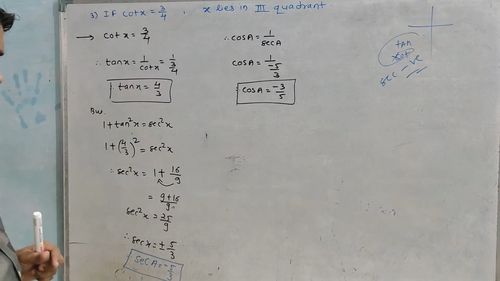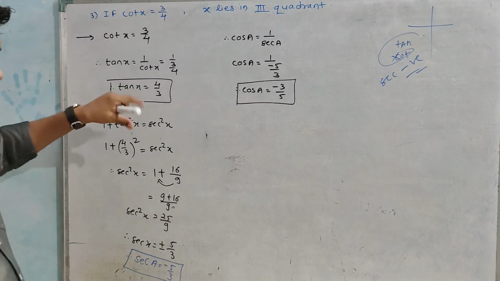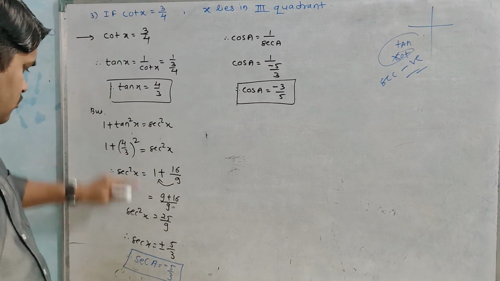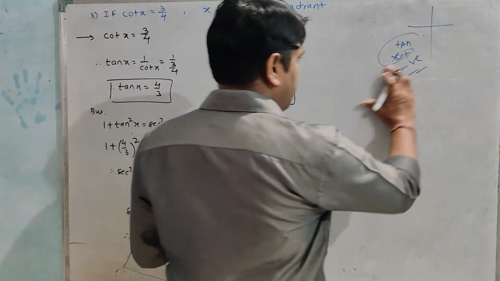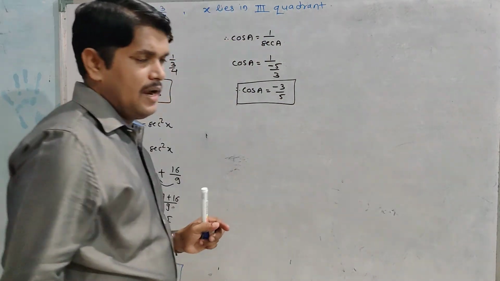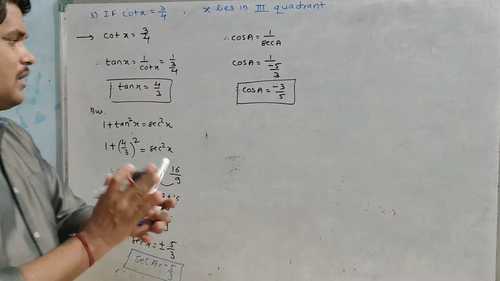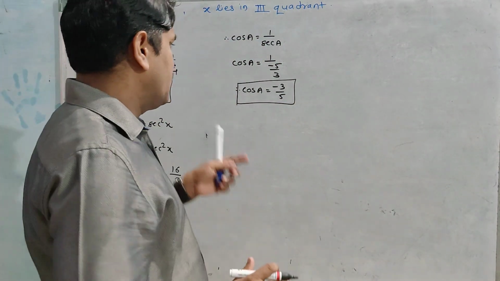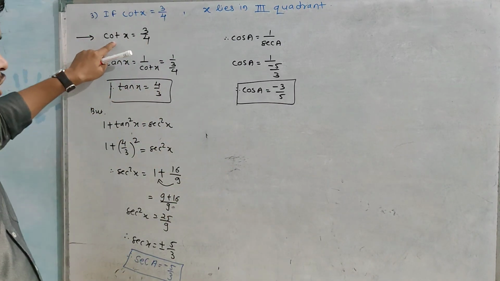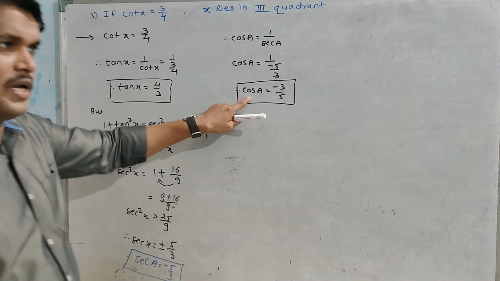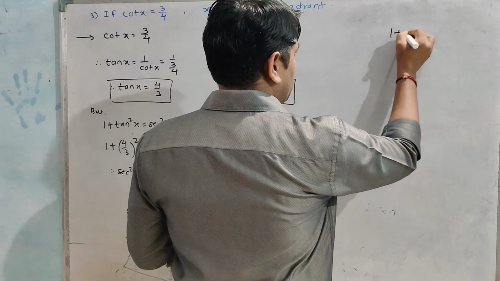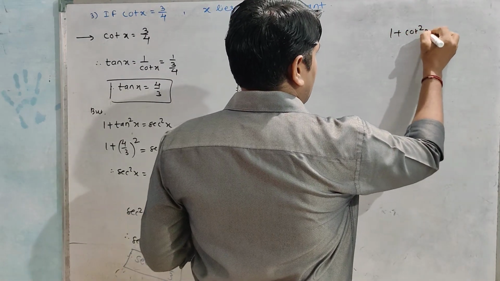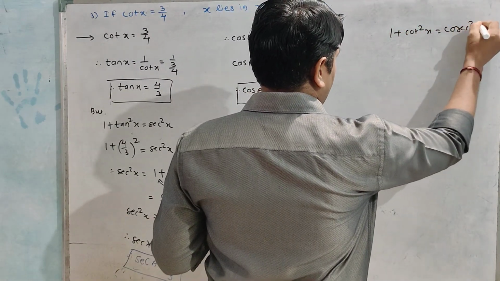Now we have to find sin and cosec. There are 1, 2, 3 and 4 done. Now we have to find sin and cosec. Okay, there are two methods. We can use the identity of cot or the identity of sin and cos. That is, if we use 1 plus cot square x equal to cosec square x.